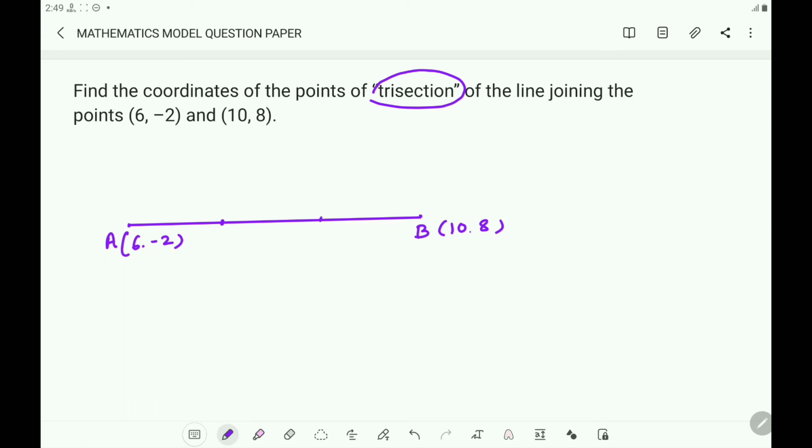Now consider the trisecting points. Here 2 points must be there. Consider they are P1 and P2. These 2 points divide the given line AB into 3 equal parts. If you take the point P1, it divides the line in the ratio 1:2. And the point P2 divides the line AB in the ratio 2:1. So we have to find the coordinates of P1 and P2.